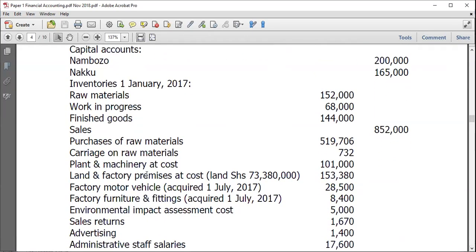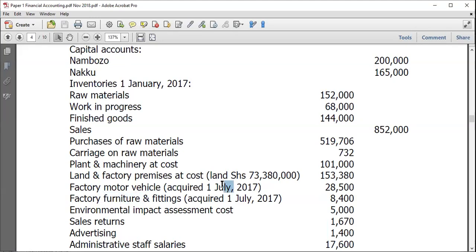Then we have land and factory premises at cost. We know that land does not depreciate, but when we separate the building from the land and factory, we shall depreciate the balance. That's why they separate the 73. They give it to you so that you can determine how much your factory premises are, so that you can easily depreciate them, because land does not depreciate. Then we have a factory motor vehicle, which was acquired 1st July 2017. And then we also have factory furniture.